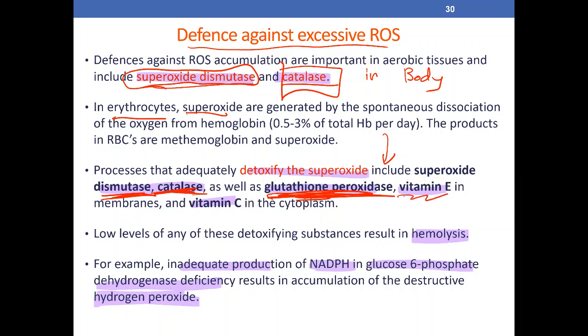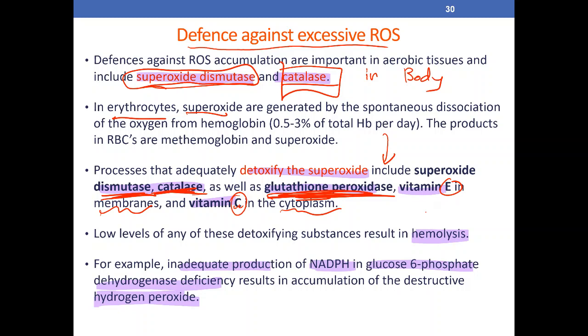Just remember them. You don't need to know how they work, but vitamin E and vitamin C are some of the vitamins that are involved in antioxidant defense. Vitamin E is in membranes, vitamin C is in the cytoplasm. You just need to remember this, nothing specific about it.